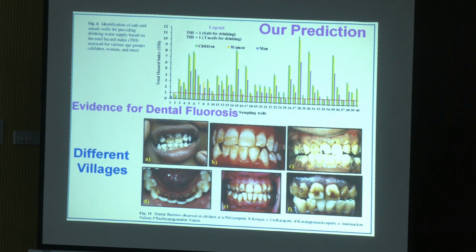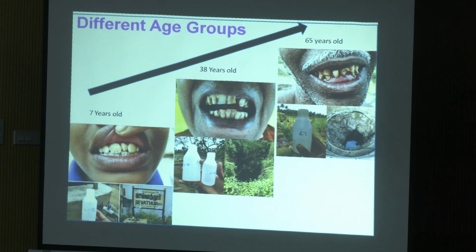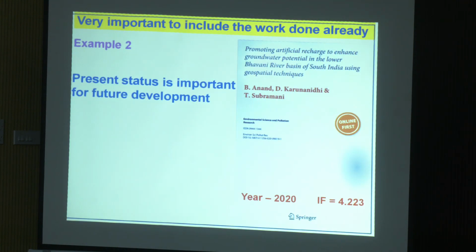But what is the proof? You see, photographs. If you go to high impact factor journals, they will ask, so these are all the dental fluorosis cases at different villages. You have to give the photograph, field evidence, age wise, how it is affecting. Your field photos are very important sometimes. Or suppose you are doing some experiment in your lab, so you take photos. It will be very much useful.